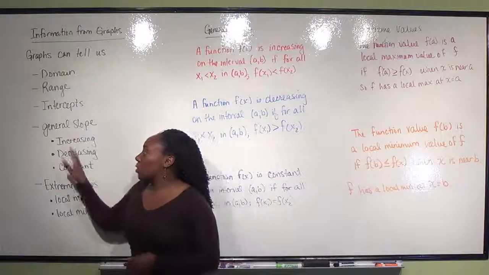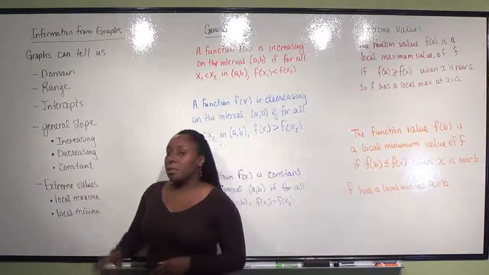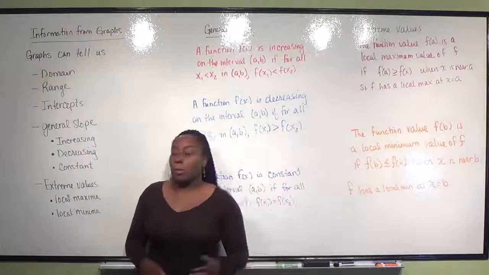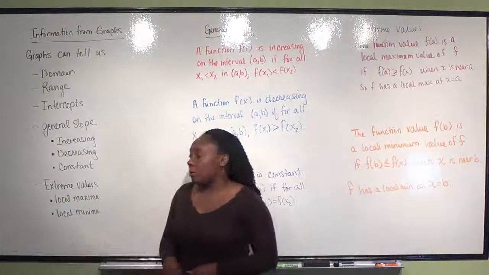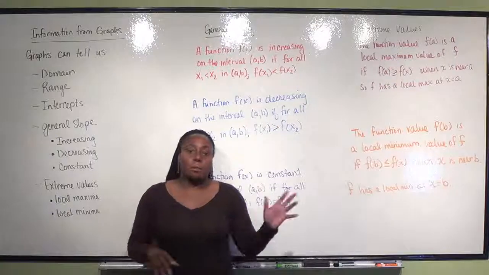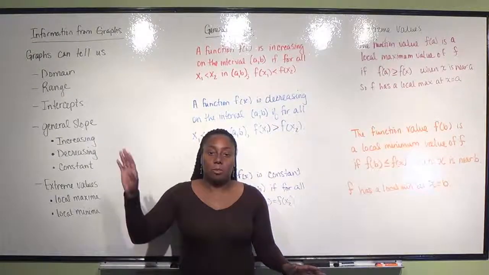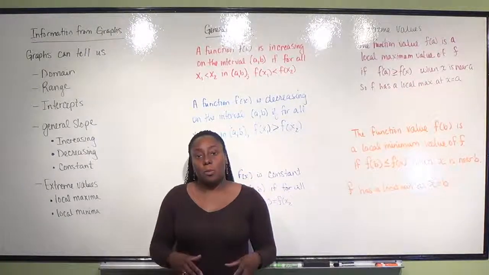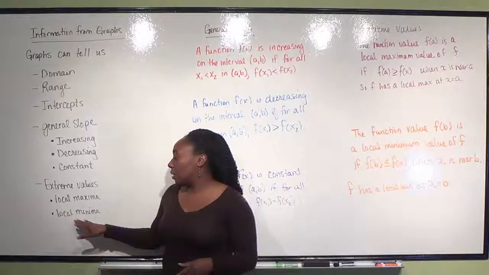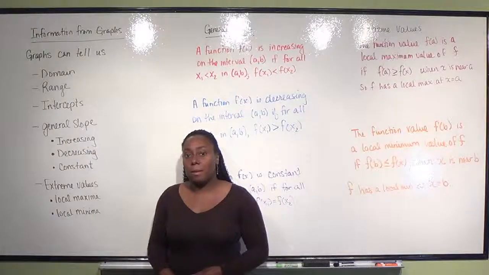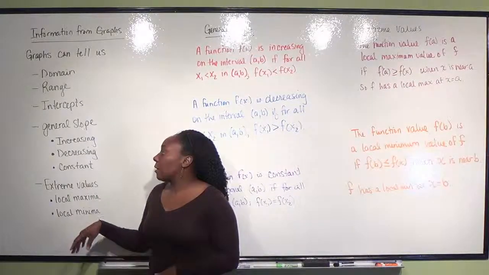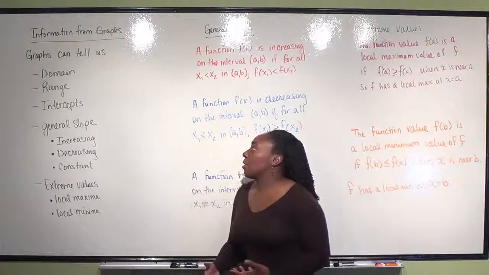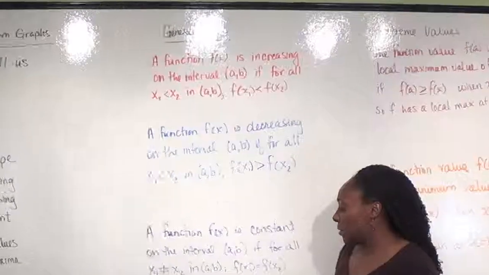But the two that we haven't quite talked about are the general slope and the extreme values. By general slope, we just mean increasing, decreasing, or constant. So what is the graph doing as we move from one point to another? And then the extreme values tell us, aside from the infinite values, so positive and negative infinity, where are the highs and lows on the graph? So the local maxima and the local minima. Okay. So before we can look at this information and use it in graphs, we need to know what we mean by these things.